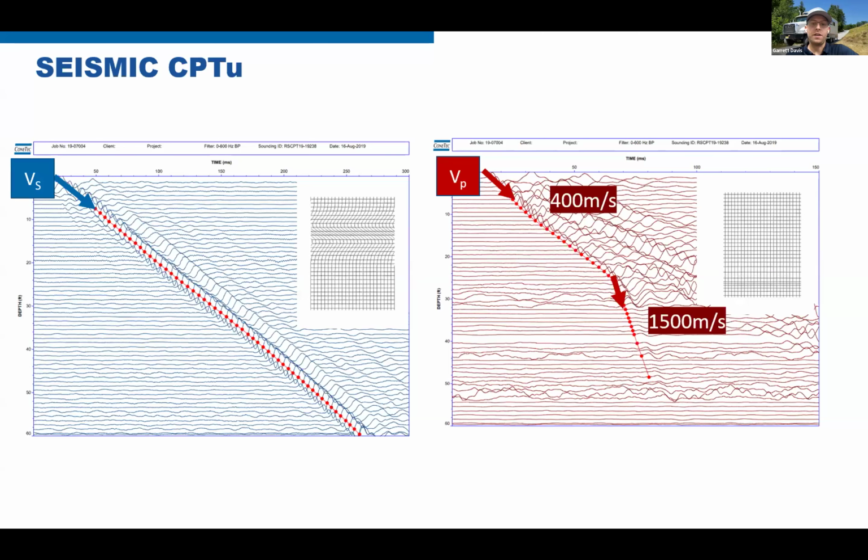So we can conclude in this plot that we have dry or partially saturated soils above 25 meters, and below 25 meters, the profile is fully saturated.